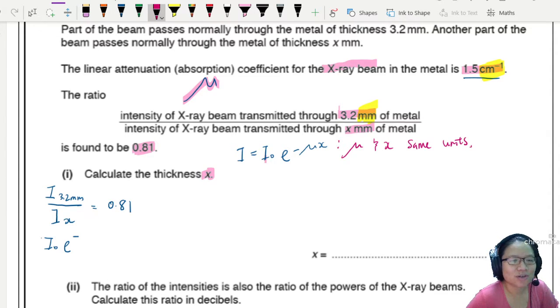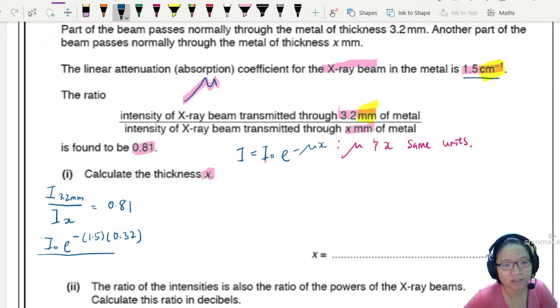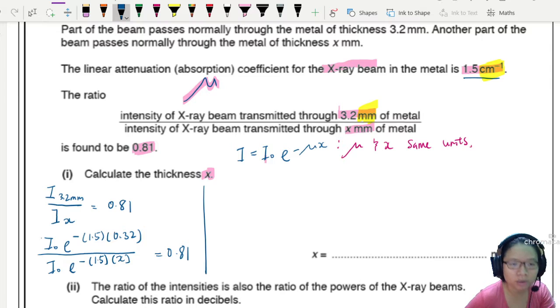Okay. All right, so right now we will substitute the value of mu, which is 1.5. And I think I'll just change the 3.2 mm to cm, which is 0.32, divided by I naught e negative 1.5x, because it's the same material, so the linear attenuation, mu, is the same. We are looking for x, and this is 0.81. I'm going to draw a line here. The first thing you will notice is that your I naught can cancel out, so I'm just going to cancel the I naught.